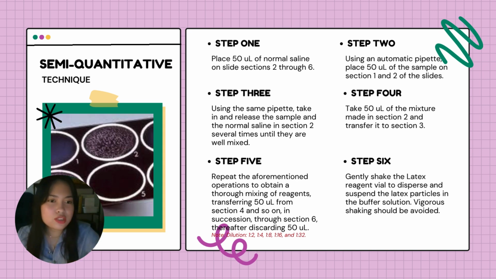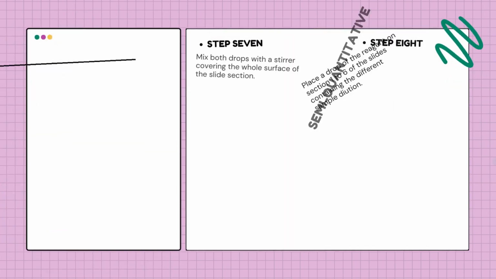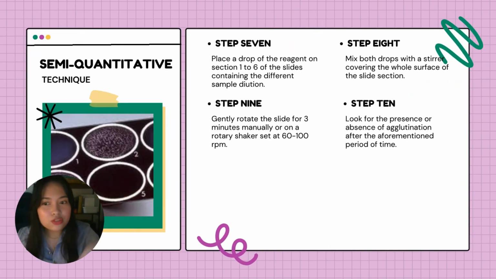So, gently shaking the latex reagent vial to disperse and suspend the latex particles. And then always take note that vigorous shaking should be avoided. Next, you will be placing a drop of the reagent on sections 1 to 6 of the slide containing the different sample dilutions, and you'll be mixing both drops with a stirrer. And then gently rotate the slide for 3 minutes manually or on the rotary shaker. And lastly, again, you'll be looking for the presence or absence of agglutination after the aforementioned period of time.